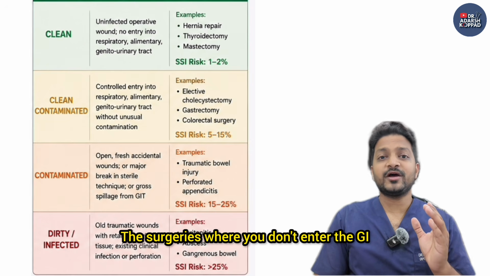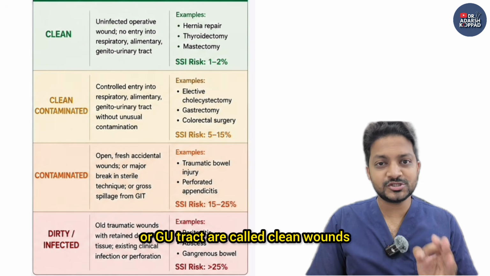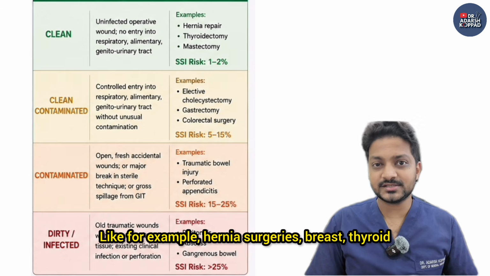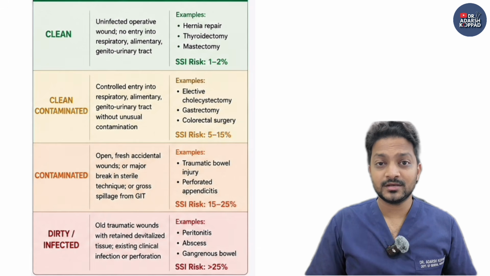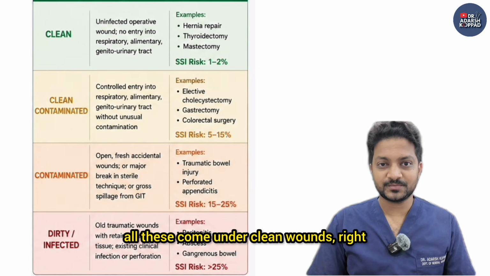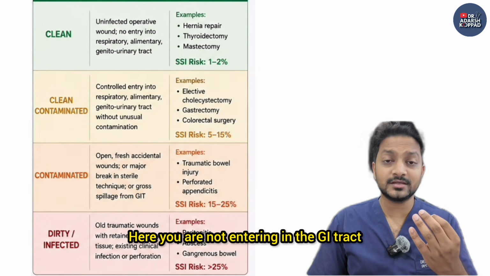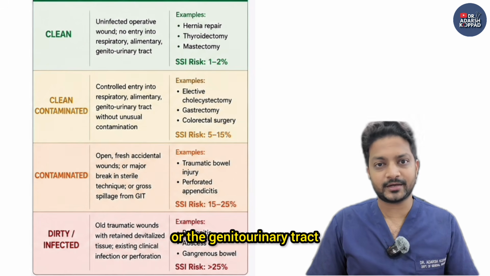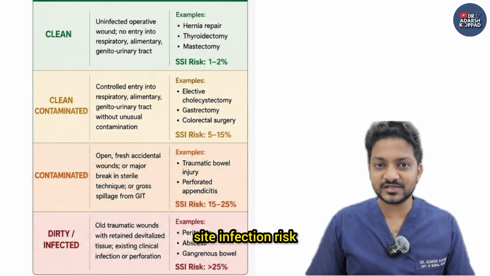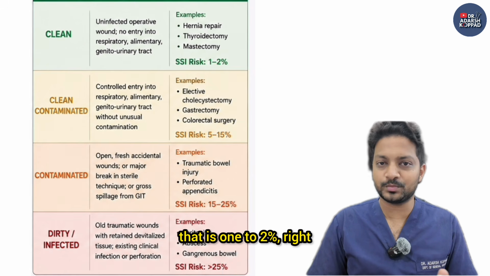So what are the clean surgical wounds? The surgeries where you don't enter the GI or GU tract are called clean wounds. Like for example, hernia surgeries, breast, thyroid, cardiac surgery, varicose veins, all these come under clean wounds, right? Here you are not entering the GI tract or the genitourinary tract. So these carry the least amount of surgical site infection risk, that is 1 to 2%, right?